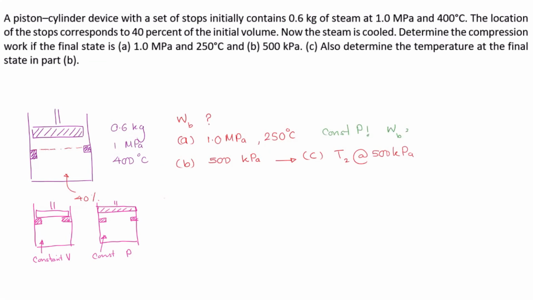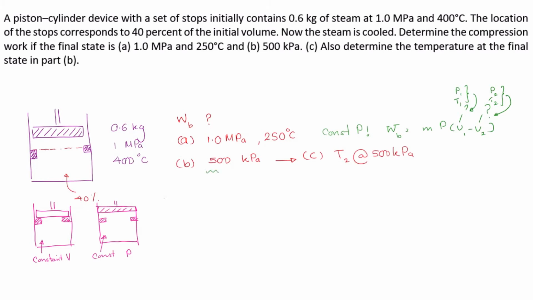In part A, we know the final pressure is same as initial pressure, so it's a constant pressure process. And we can find boundary work using mass into pressure into volume difference. Now here I used mass because I'm going to calculate total work, not specific work. If I were to calculate specific work, I have to use P delta V.